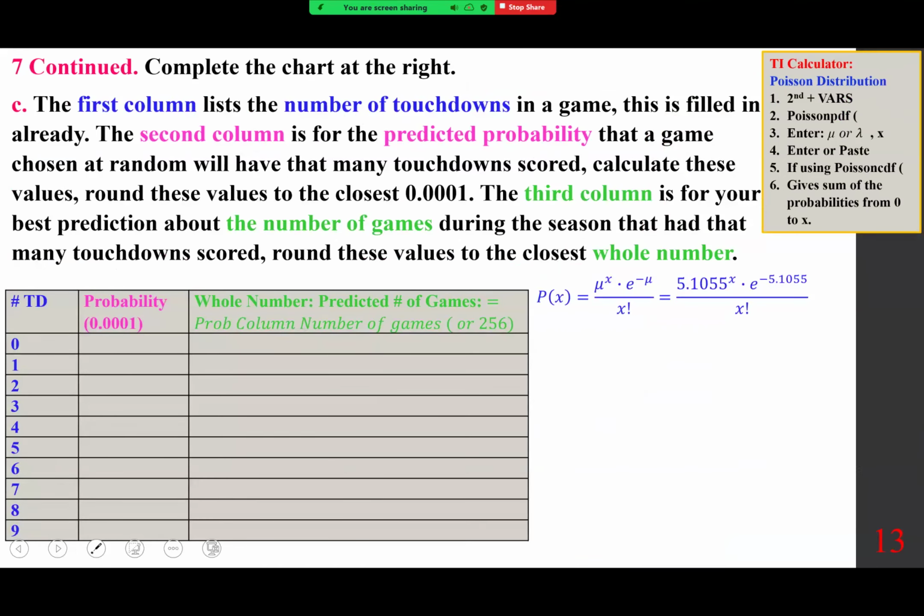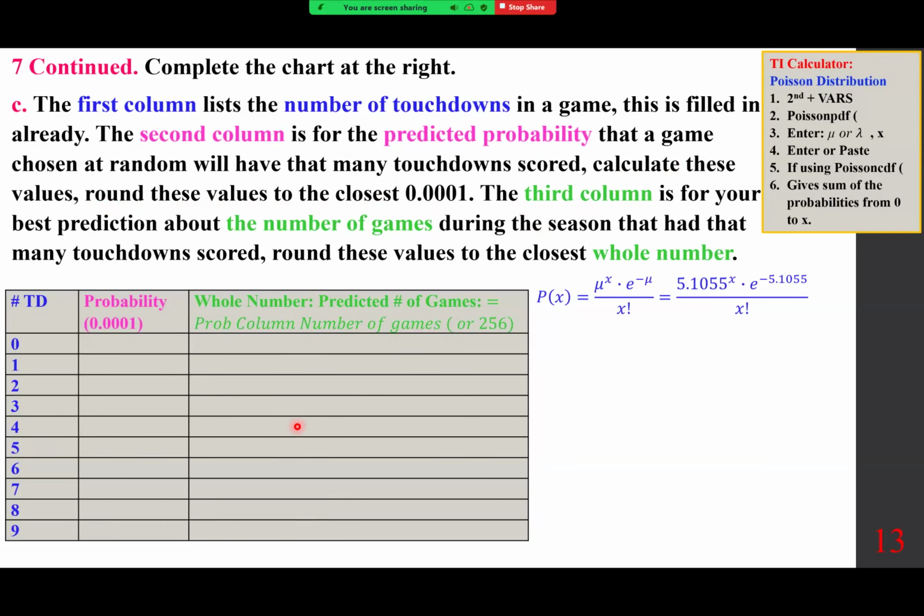All right, we're going to continue with the same question. This is the information from the previous page. We want to fill up the table. The first column lists the number of touchdowns, 0, 1, 2, 3, and so forth. This is filled in already. The second column is for the predicted probability. We're going to calculate the probability that a game chosen at random will have that many touchdown scores. Calculate these values and round them to 4 decimals, the nearest ten-thousandth.